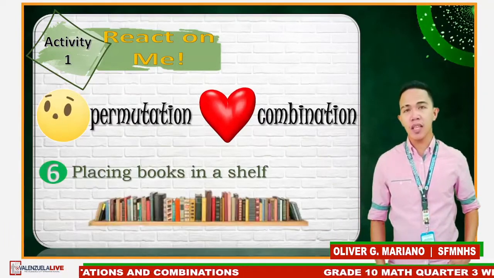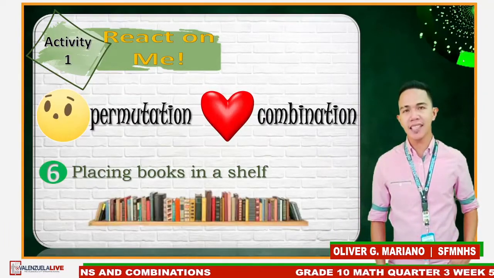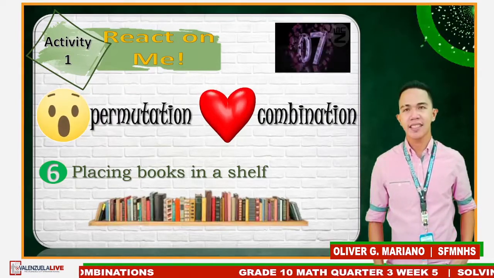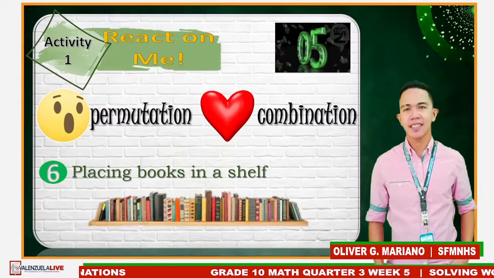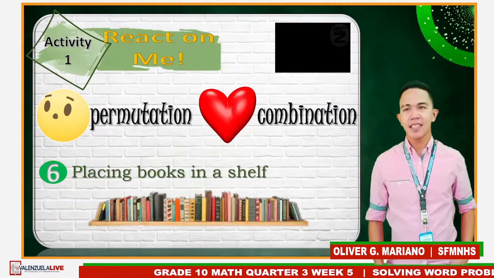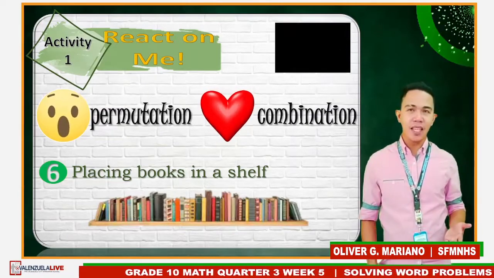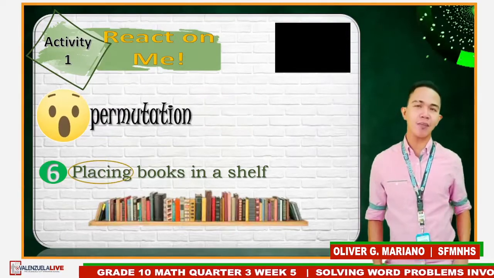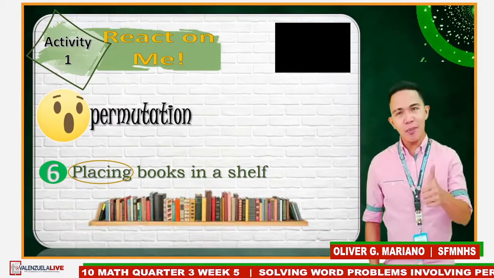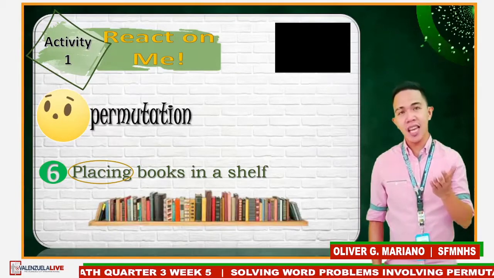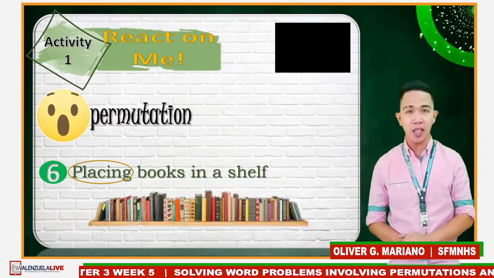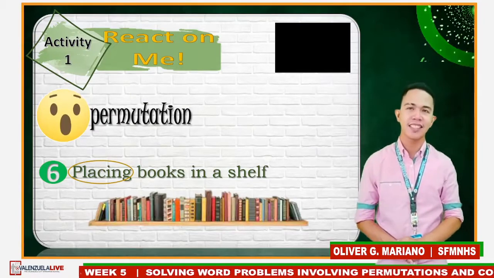Placing books in a shelf. 10 seconds, go. Okay, time's up. If you hit the Wow React button, then you're right. Good job, grade 10. I think you can still clearly distinguish whether a situation illustrates a permutation or a combination.